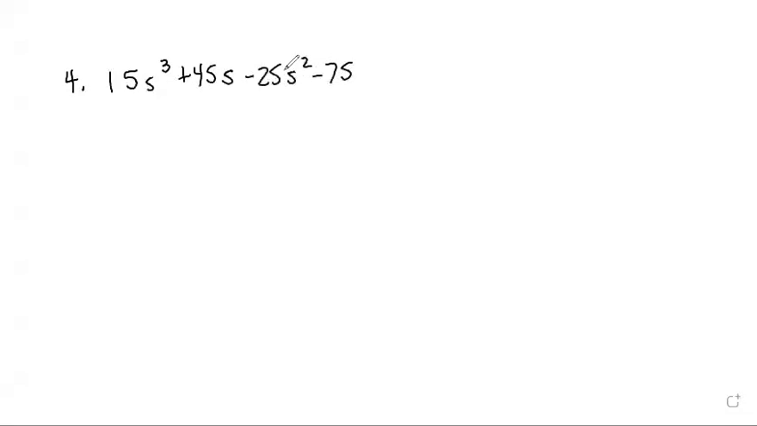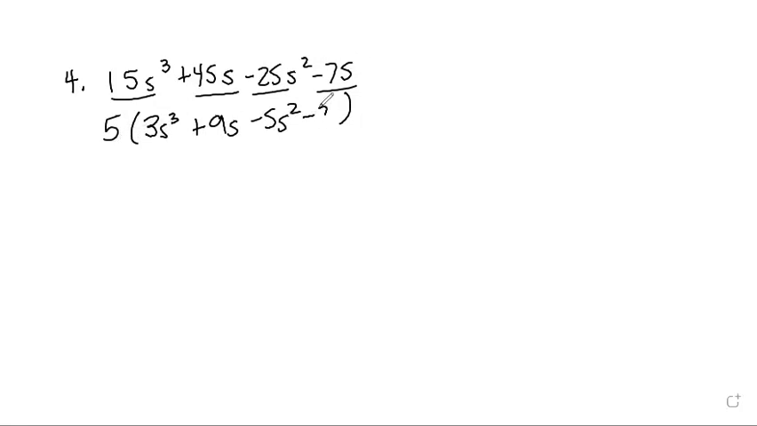Okay, when I look at this one, the first thing I'm noticing is that there's something that's familiar with all of these terms. What's the biggest number that'll go into 15, that'll also go into 45, that'll also go into 25, that'll also go into 75? First thing I want to do is factor out that 5, because there's something that would go in every one of those. I'm going to pull that out. After I do that, 15 divided by 5 is 3s to the third. 45 divided by 5 is 9s. Negative 25 divided by 5, negative 5s squared. I'm not pulling out any variables, so that part's going to stay the same. And then negative 75 divided by 5, negative 15. I almost put 25, sorry.